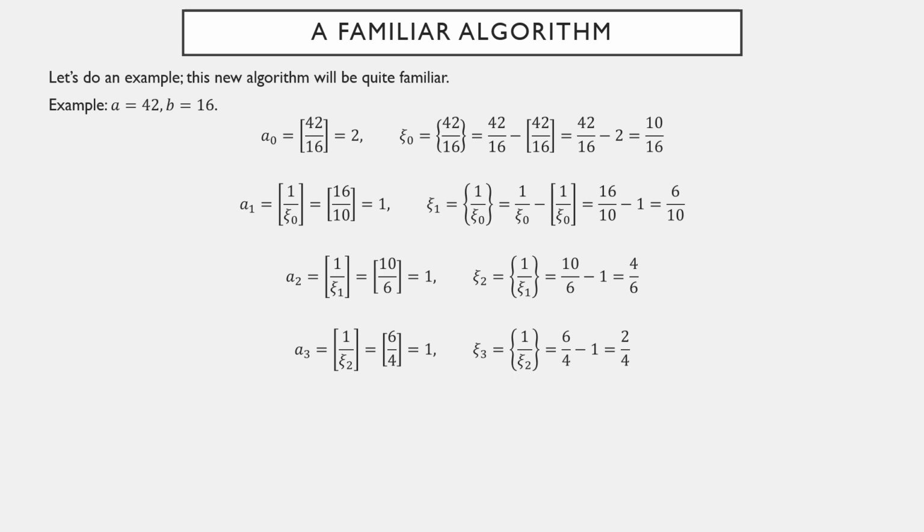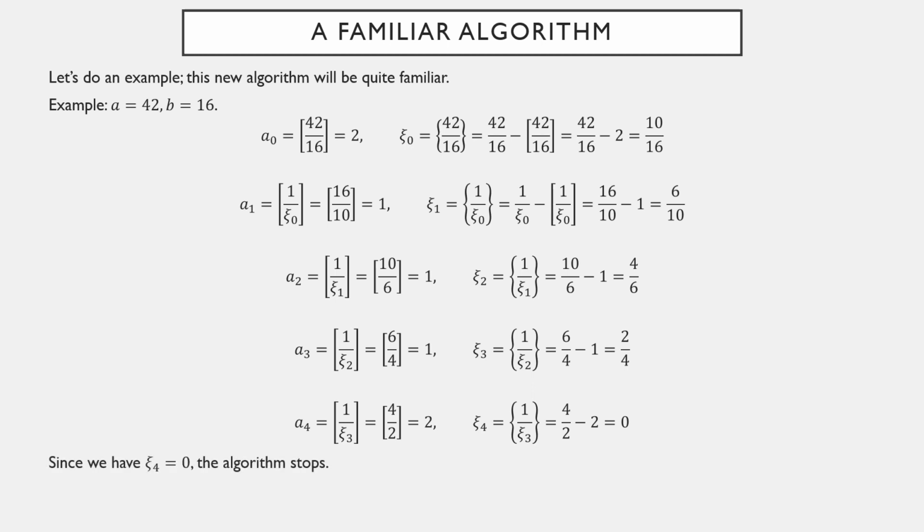We can keep going because we haven't hit a 0 yet. So a3 is the integer part of 1 over xi2, which is 1. The next remainder is 1 over xi2 minus that integer part we just computed, or 2 over 4. Next, a4 is the integer part of that reciprocal 4 over 2, which is 2. But now observe that the fractional part, 4 over 2, minus the integer part we just computed, is actually 0, so we terminate the algorithm. So we computed a0 is 2, a1 is 1, a2 is 1, a3 is 1, and a4 is 2. And now we stop because we have a 0 remainder or a 0 fractional part.